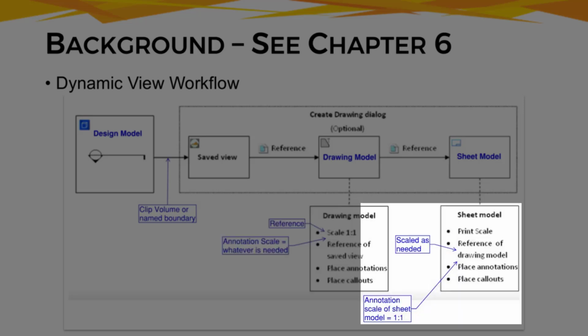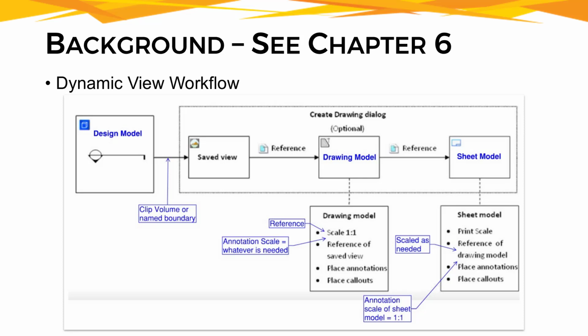The sheet model will always have a 1:1 scale. So what that means is if you're working in an 11 by 17 sheet, if you measure the border, it will measure 11 inches by 17 inches. We'll want to make sure that we add the dimensions and annotations to the drawing model. That way, when any scaling happens or any movement of the drawing model within the sheet border, all of those annotations go with it.